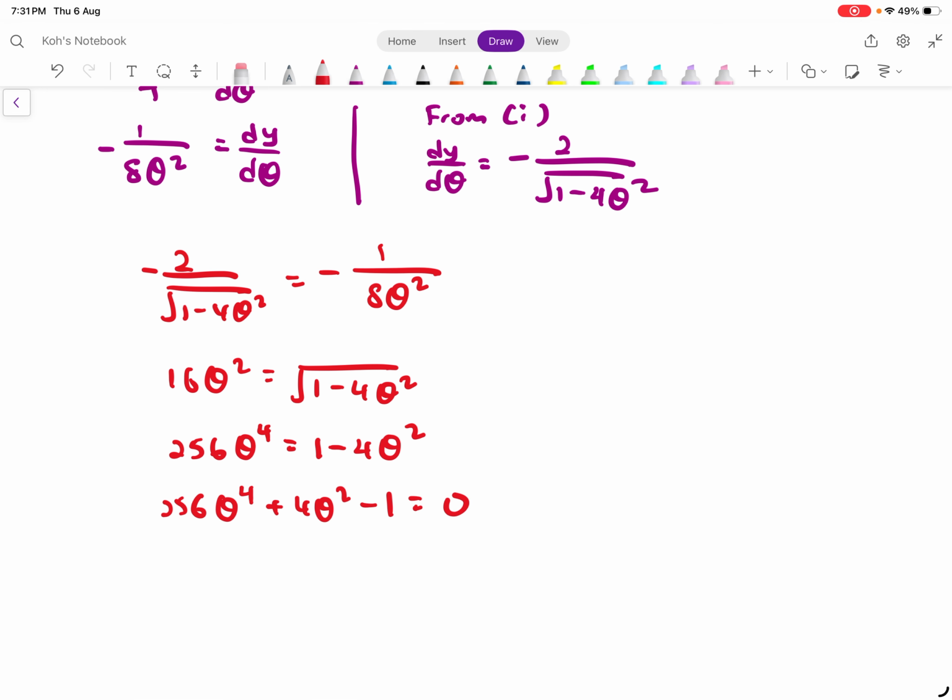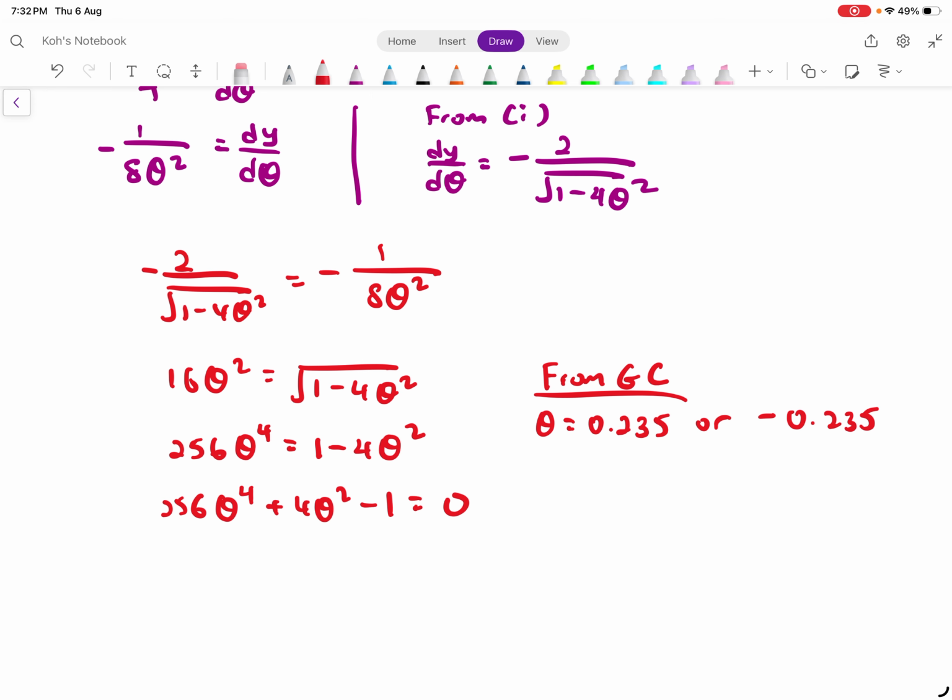Then for this, it's time for the GC. From the GC, you just use the poly app, then sub in every respective coefficient. The theta to the power of 4 is 256, no theta cubed, then theta square is 4, no theta, so the constant is minus 1. So I solve it. You will get 4 roots: 2 will be complex, another 2 will be real. From the GC, I get the real ones: theta is equal to 0.235 or negative 0.235.